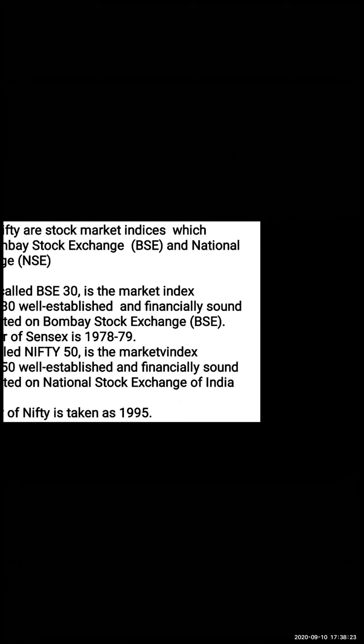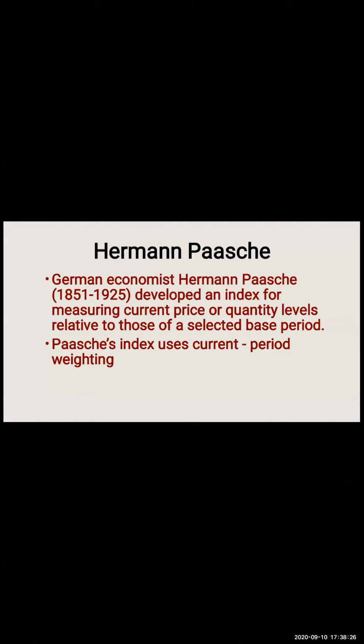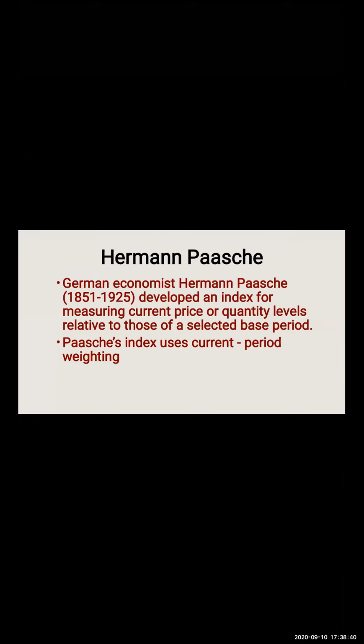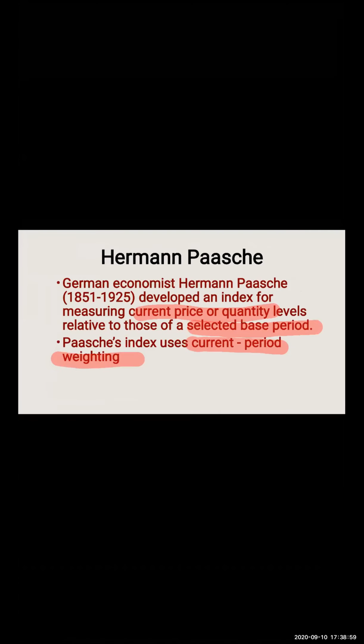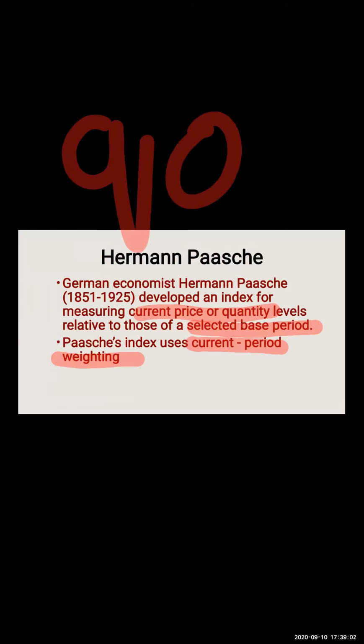The next type is about Hermann Paasche. He is a German economist, born in 1851, died 1925. He developed an index for measuring current price and quantity level relative to those of a selected base period. Paasche index uses current period weighting. Now, in Laspeyres' index, what was the weight? He had used QO. Paasche is using Q1.